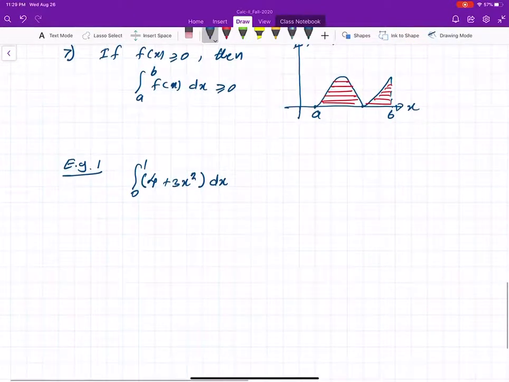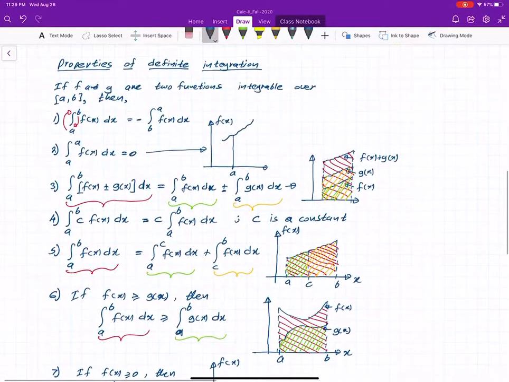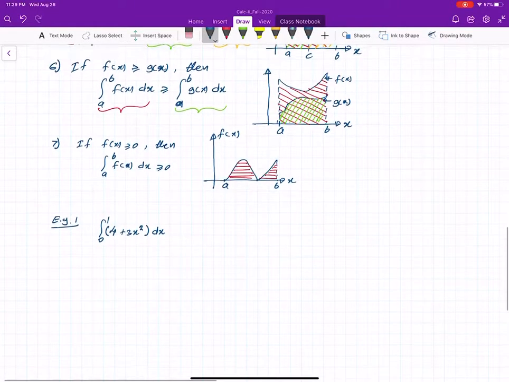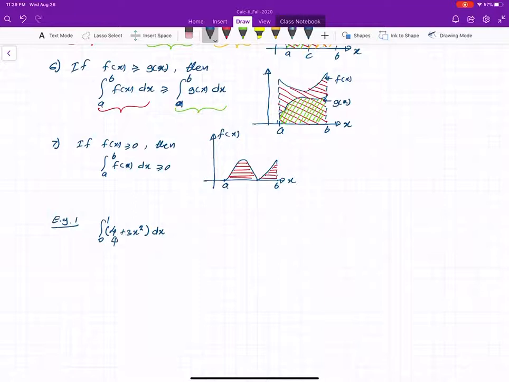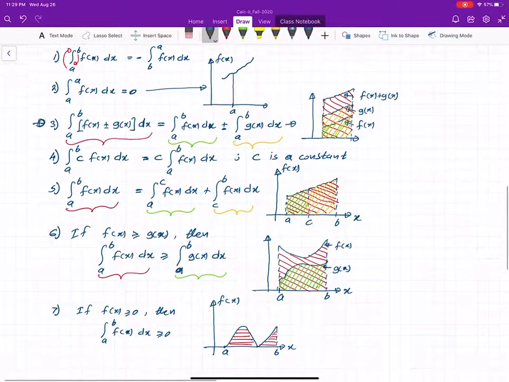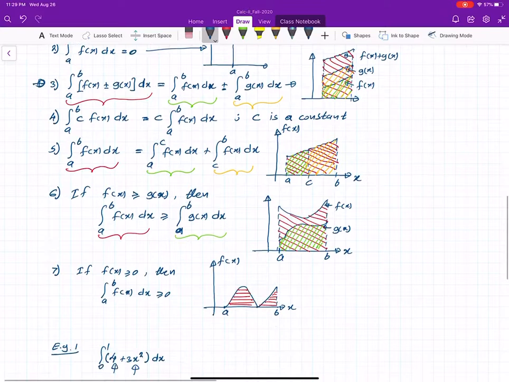The first step you could use is property number 3. Here you can see there are 2 functions. The first function is 4, the next function is 3x squared. So you could use this property number 3, where you can split these 2 functions and then integrate separately.